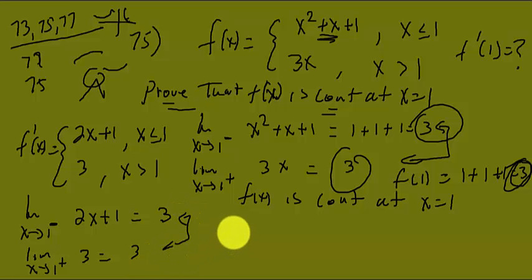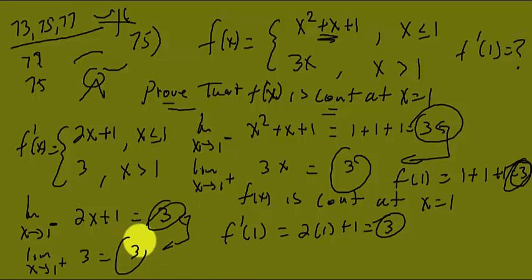Then you have to find f prime of 1. Which one do I use for that one? Top one. So 2 times 1 plus 1, which is 3. So they all match up. So I can say f is differentiable, meaning I can take a derivative at x equals 1, and f prime of 1 is equal to 3. And that is what you have to do for a free response question.